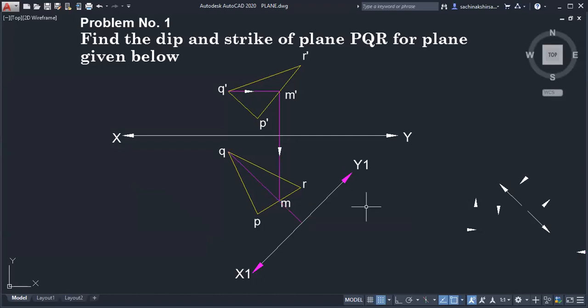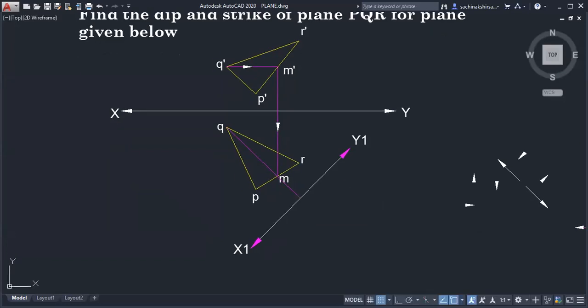From P, R, and Q. And what should be the relation between the reference line and the projection line? Perpendicular to each other. It should be perpendicular to each other. Likewise, you can draw the projection line. Okay, so please draw it.